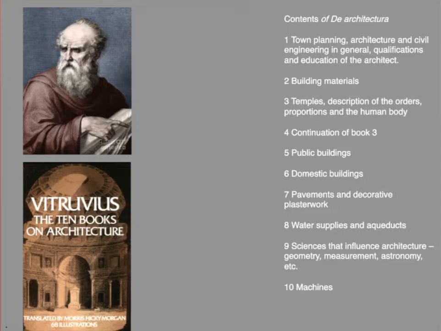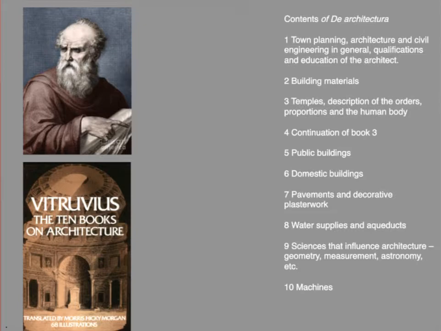Well, we see here a brief account of the 10 books. It deals with town planning. The subjects are not necessarily presented in what we would think of as a logical order, because also in Book 1, in addition to town planning, it deals with things like the qualifications and the education of the architect. There's a book on building materials, on temples, on public buildings, domestic buildings, decorative work, ornamentation. It covers the full range.